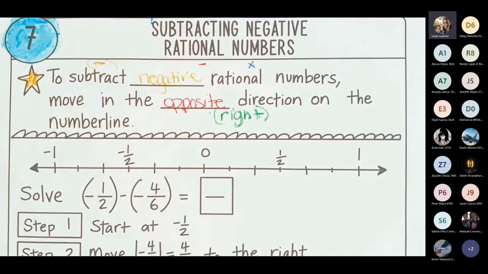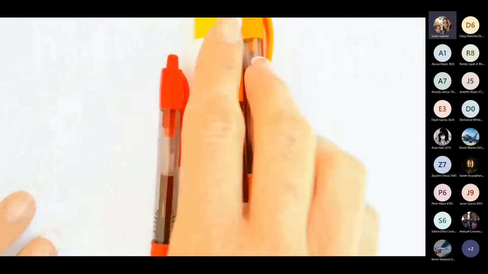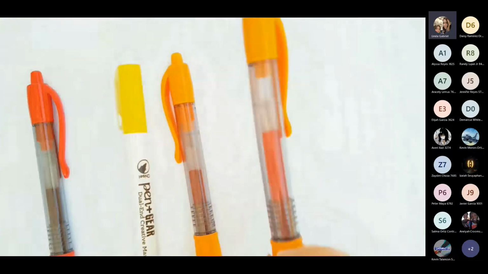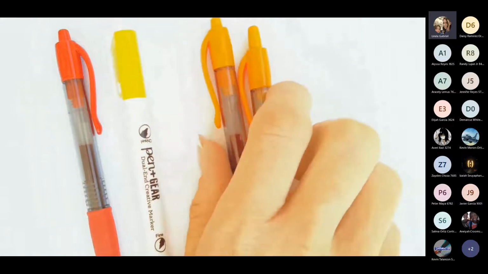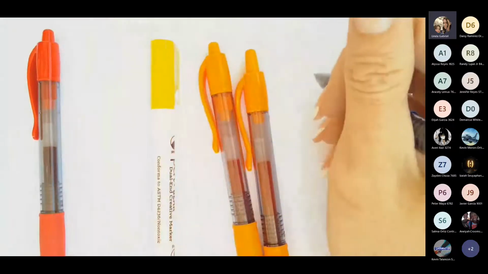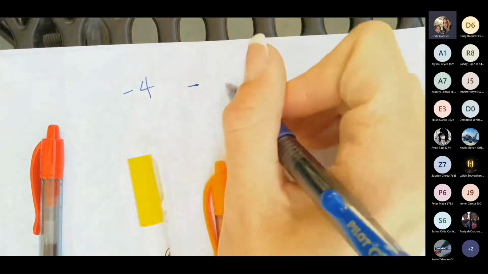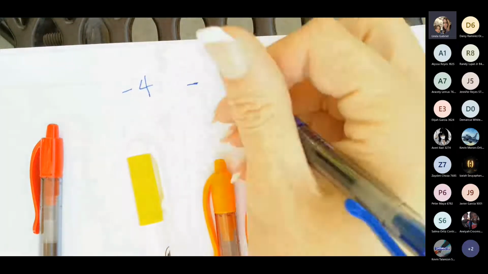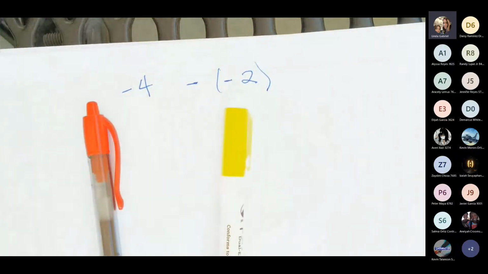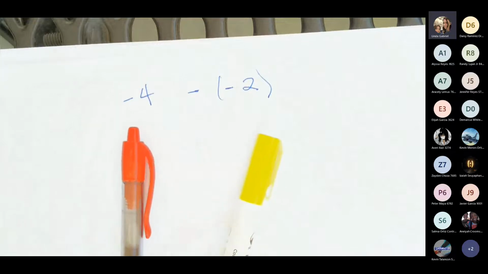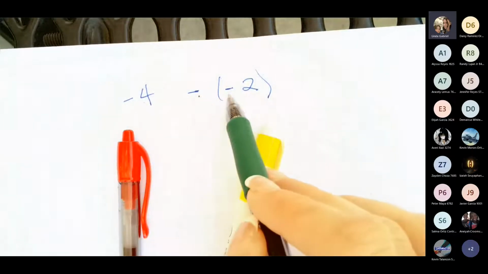And I want you guys to think of this example. Say I have 4 negative pins, right? This is a -1 pin, -2 pins, -3 pins, -4 pins. I am going to subtract 2 negative pins. So I have my -4 pins right here. I'm going to come in, I'm going to buy 2 of those negative pins, so let me just take these 2 negative pins away. I am left with 2 negative pins. So if I look at this, I have -4 and I minus -2.